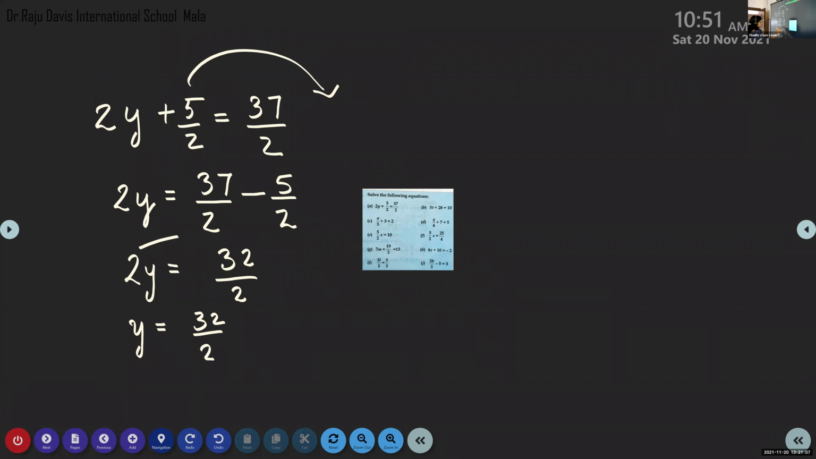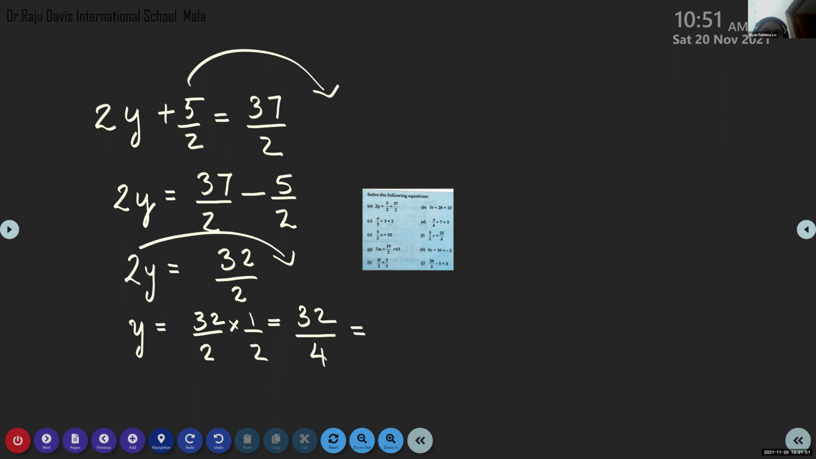So 2 we have to transpose to this side. It will become a denominator, isn't it? So it will become 1 by 2, children. 2 is the numerator there on the left side. When you transpose, it will become 1 by 2. So you will get what? 32 by 4. What is the answer? 4 into how much is 32? 32 by 4 it is?